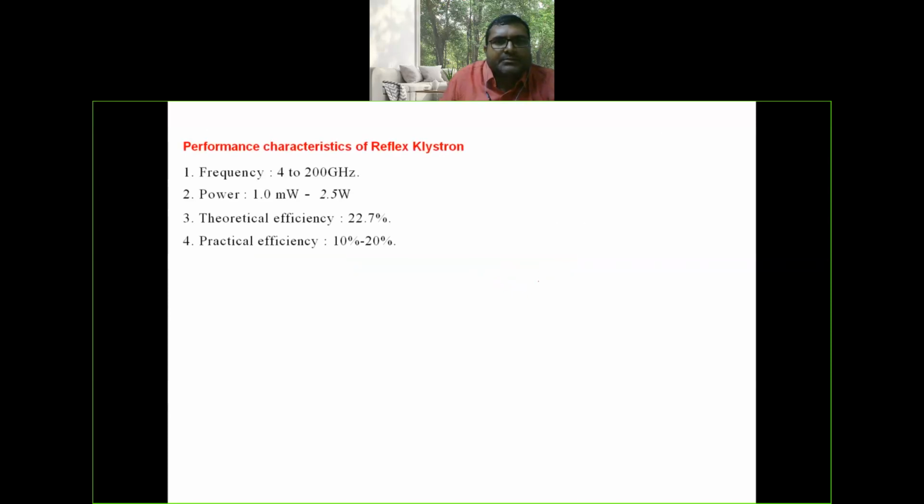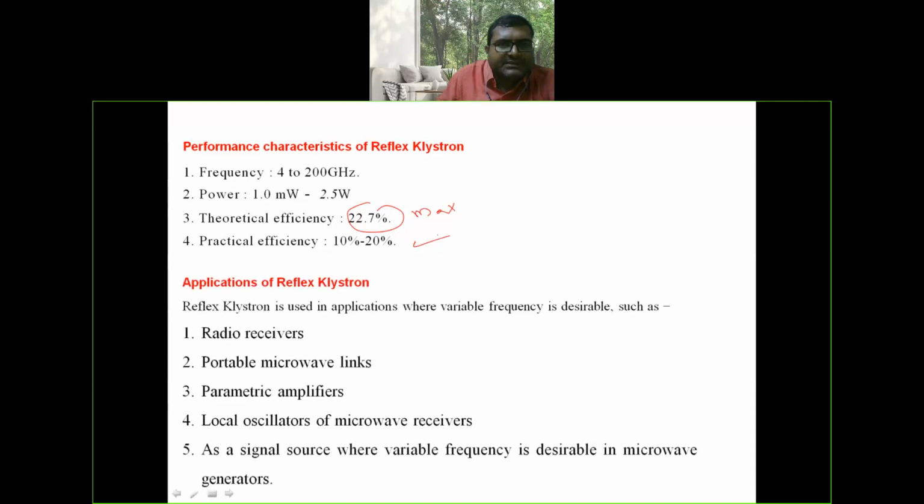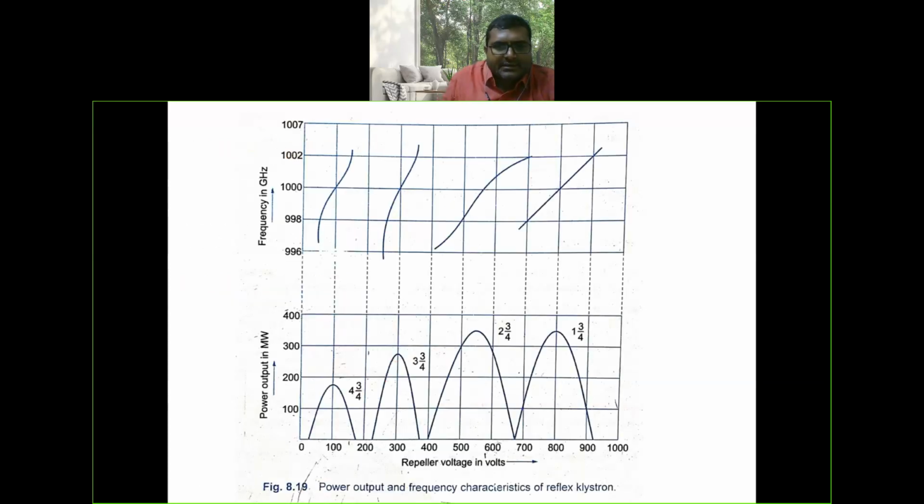Performance characteristics: frequency, power, theoretical efficiency, practical efficiency. The theoretical maximum efficiency of the reflex Klystron is 22.7%, and the practical efficiency is around 10 to 20%. Applications of the reflex Klystron oscillator: used in radio receivers, portable microwave links, parametric amplifiers, local oscillators of microwave receivers, and as a signal source where a variable frequency is desirable in microwave generators.